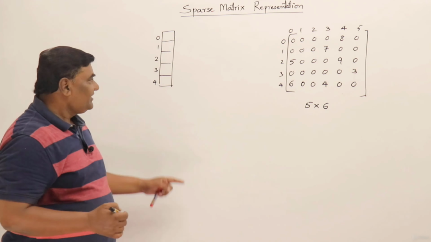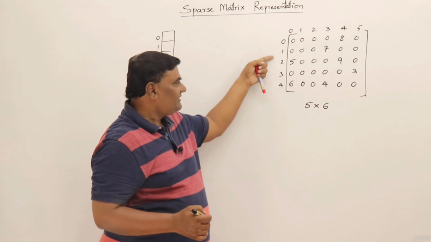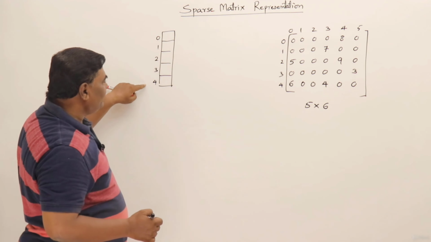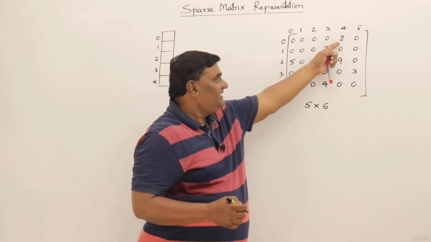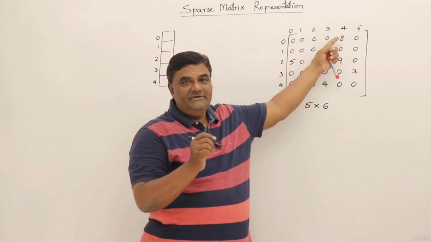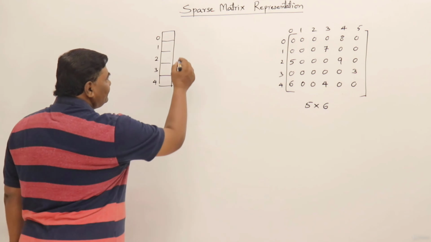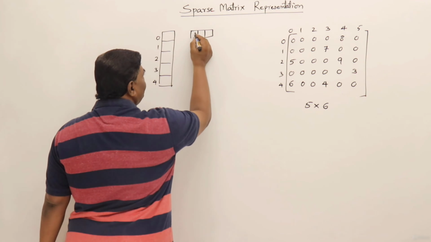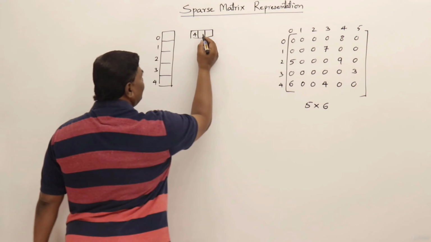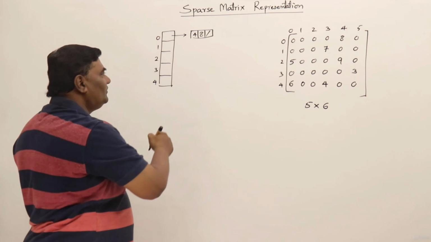For representation, I have taken an array of size 5. This array is representing rows. There are 5 rows, so the indices in the array represent row number. Now for representing a non-zero element, like 8, I need to know the column number and the element itself. So column number is 4 and the element is 8. I will represent it as a node: fourth column, element is 8, and this is null. So this is a node containing column number and the non-zero element.